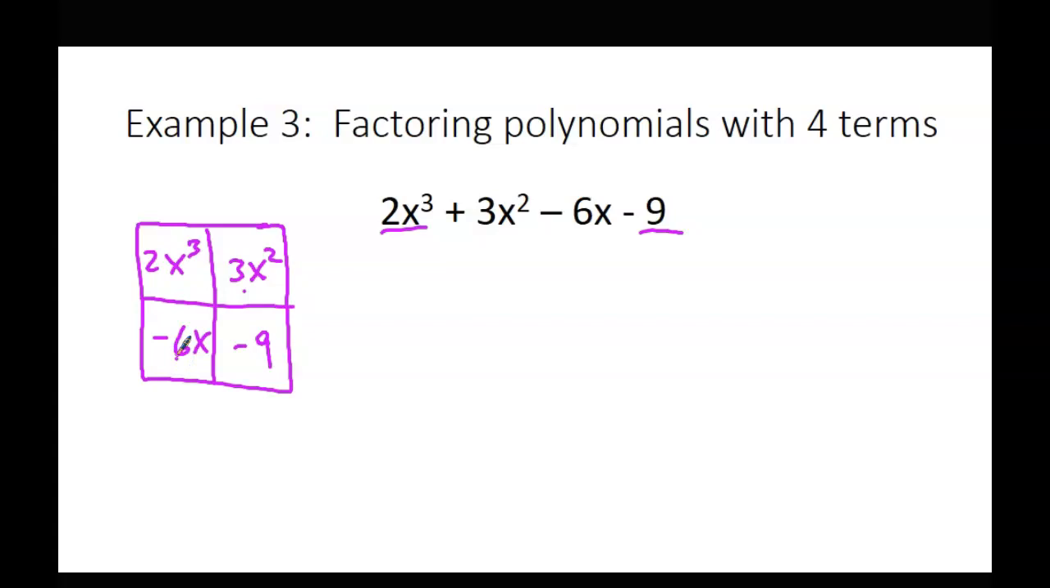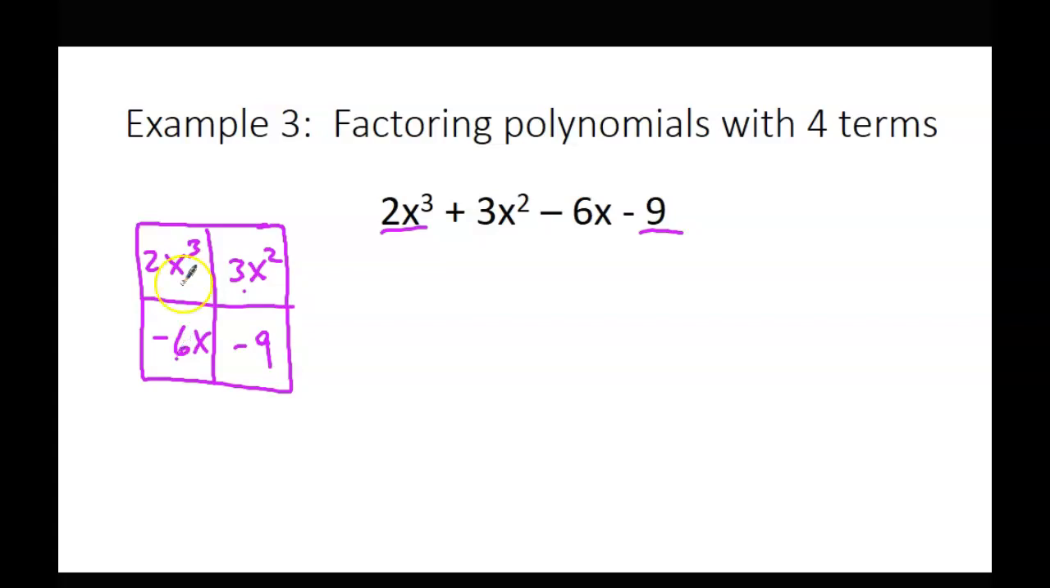For the ones with 4. Now the only issue is that sometimes with these ones it doesn't always give you the right answer, but it either works or it doesn't. So there's no guessing and checking. It either works or it doesn't. So here's how you do it. In this case, you just look for the greatest common factor in the rows and the columns.